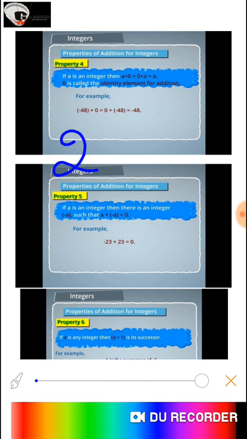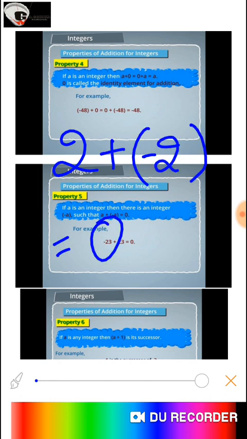It says if we have an integer 2, then there exists another integer that is the opposite of this integer, that is -2. And if you add them, the answer is equal to 0. And this -2 is called the additive inverse of 2, or this 2 is called the additive inverse of minus 2. So there exists an additive inverse of every number except 0.